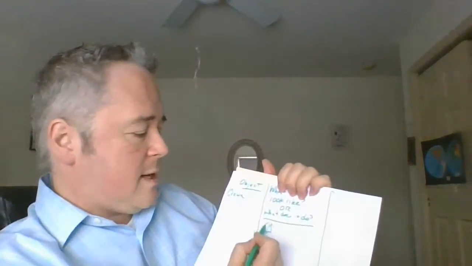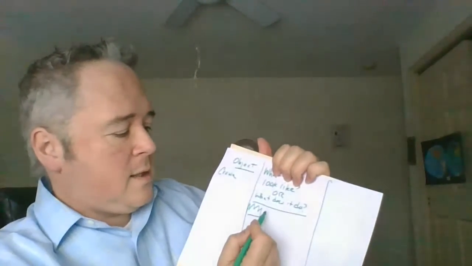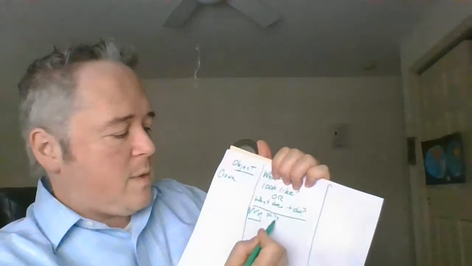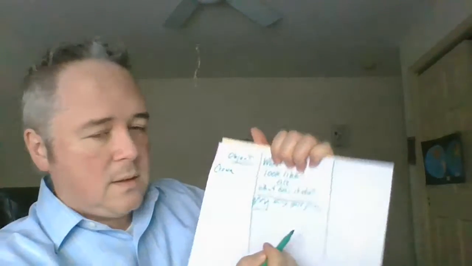What I'm going to do right now is think, well, what does a crown look like? A crown looks kind of like that. That's just a quick sketch of a crown. A crown is shiny. It's made of gold. It's got jewels. A crown is heavy. If you had to wear a crown on your head, it can be uncomfortable.